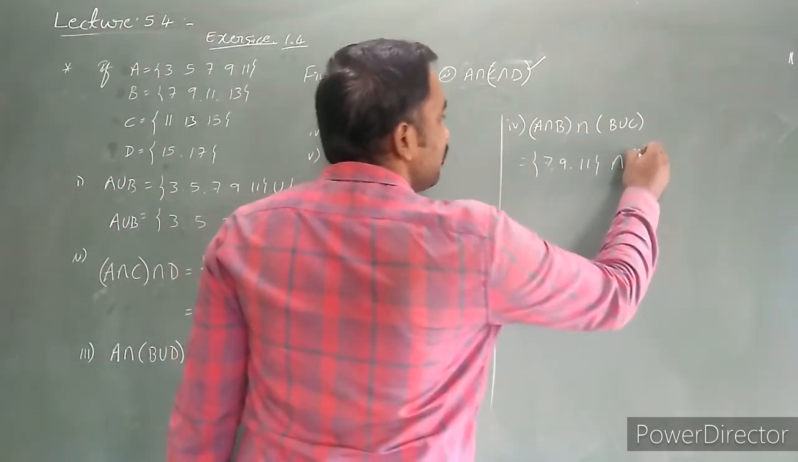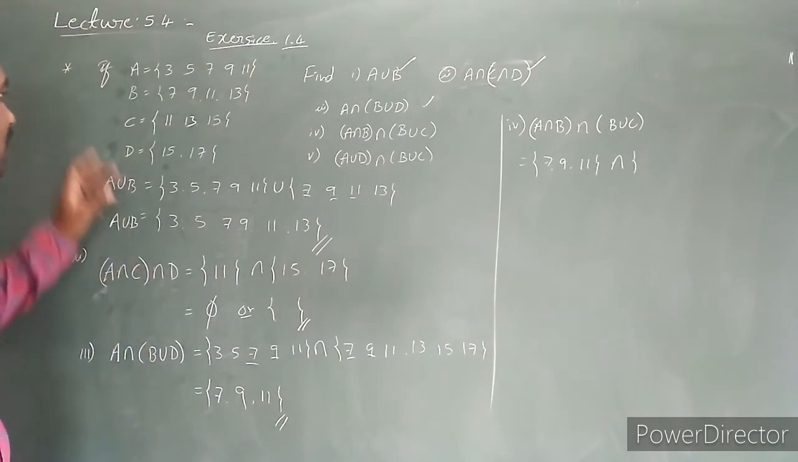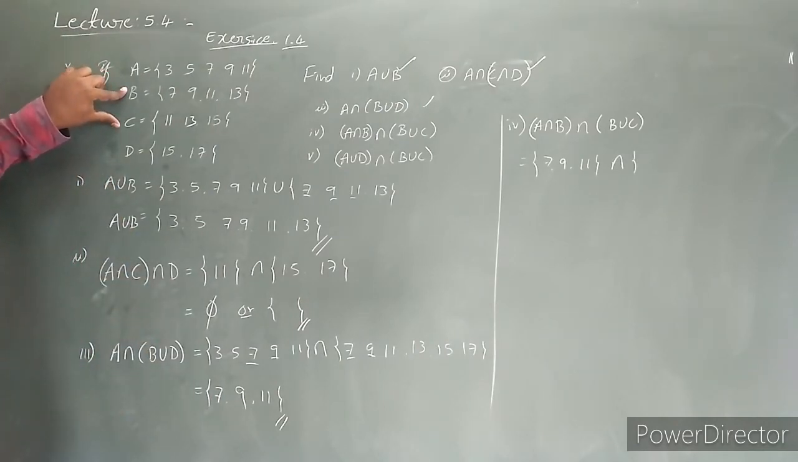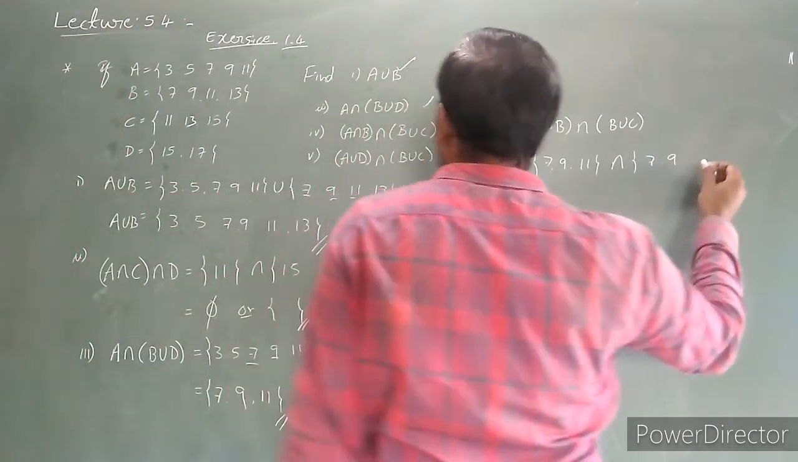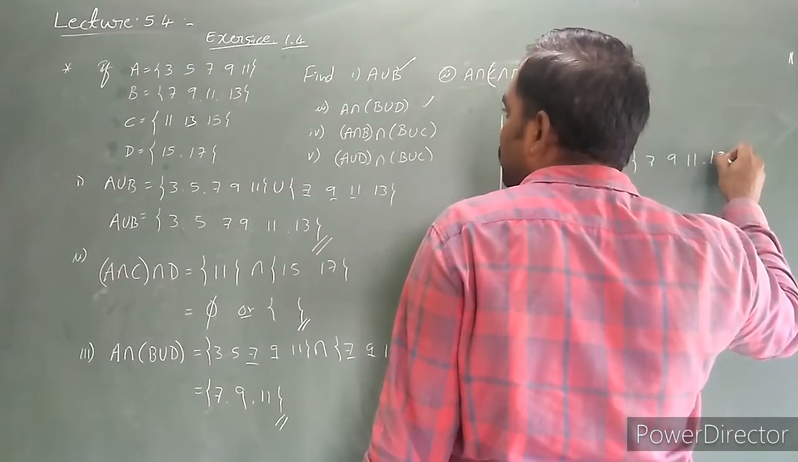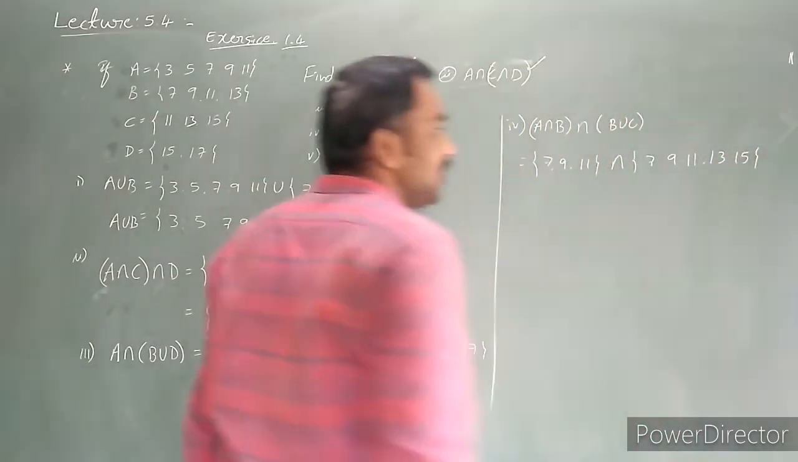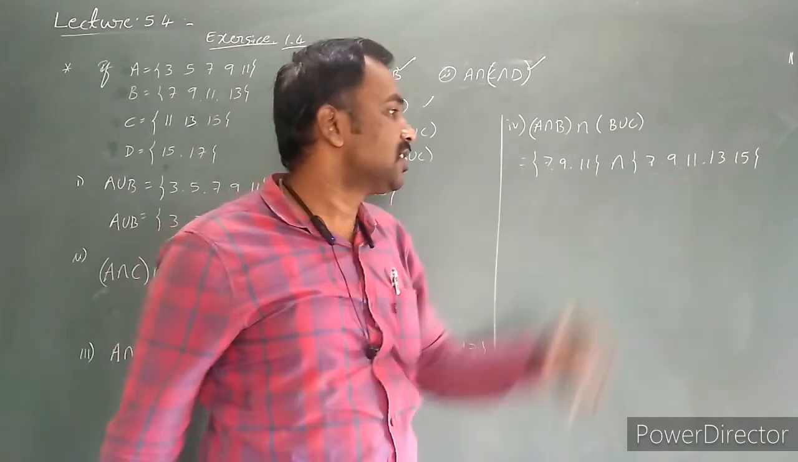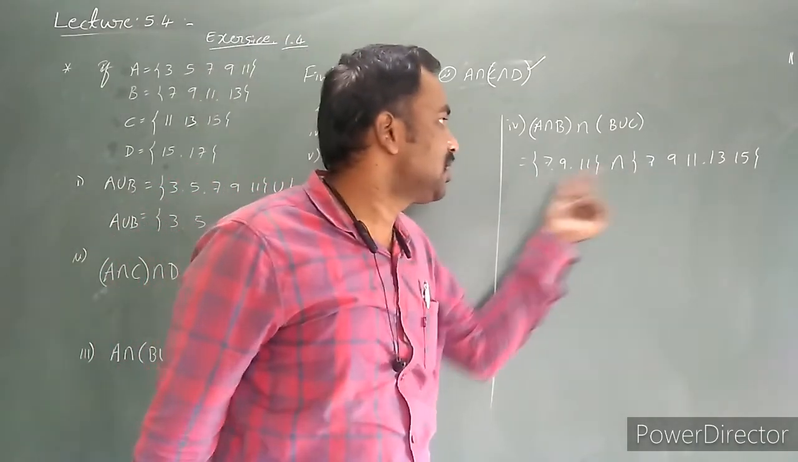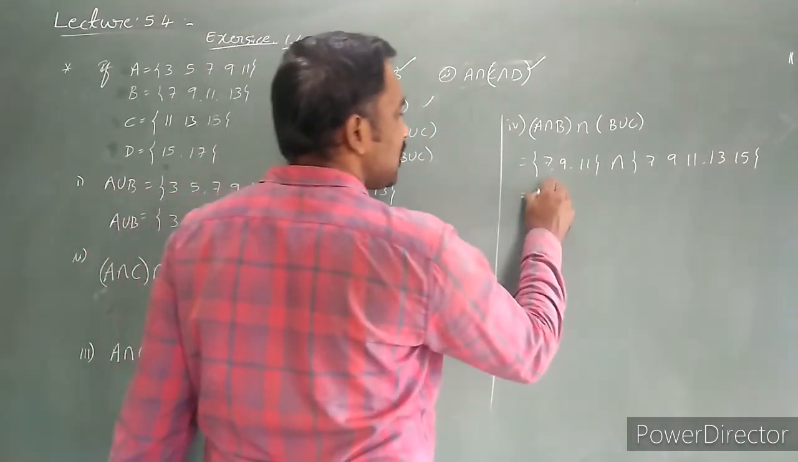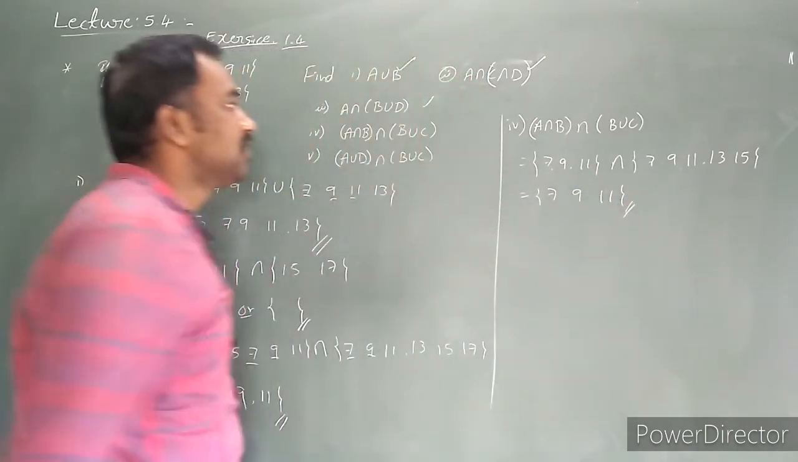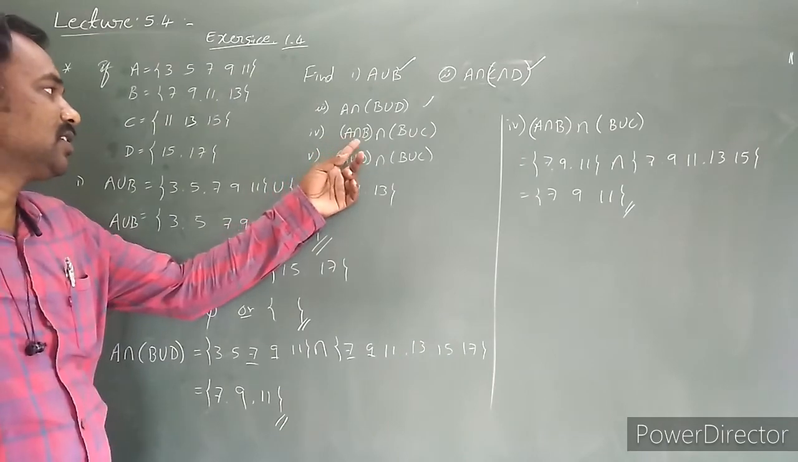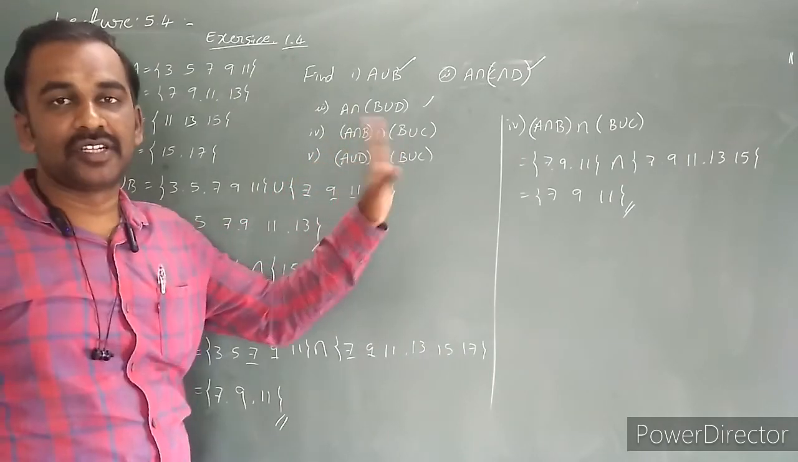Intersection as it is. B union C. B and C: all the elements of B, all the elements of C, common elements we write only once. What are the elements? 7, 9, 11, 13 and 15. This is B union C. Now intersection of these two sets. That is, 7 is there, 9 is there, 11 is there. That's all. This is our fourth value, A intersection B intersection B union C.